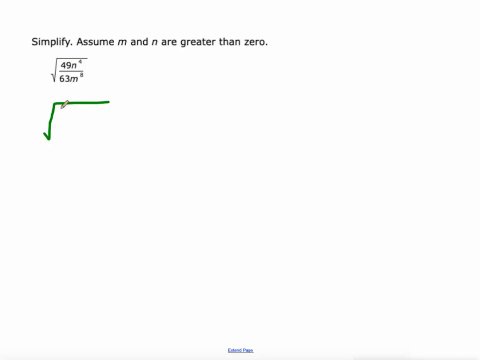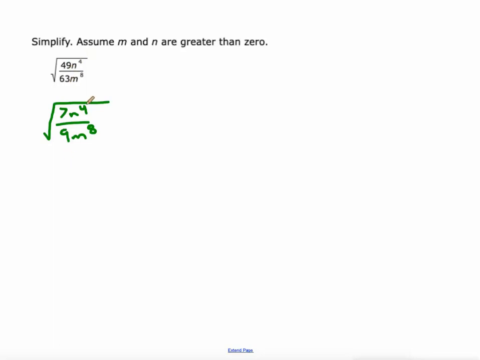So 49 divided by 7 is 7, so 7n to the 4th. And then in the denominator, 63 divided by 7 is 9, 9m to the 8th. And trust me, we just made things a lot easier because now we do have a perfect square on the bottom instead of that 63. All right, so all we did was simplify the fraction.